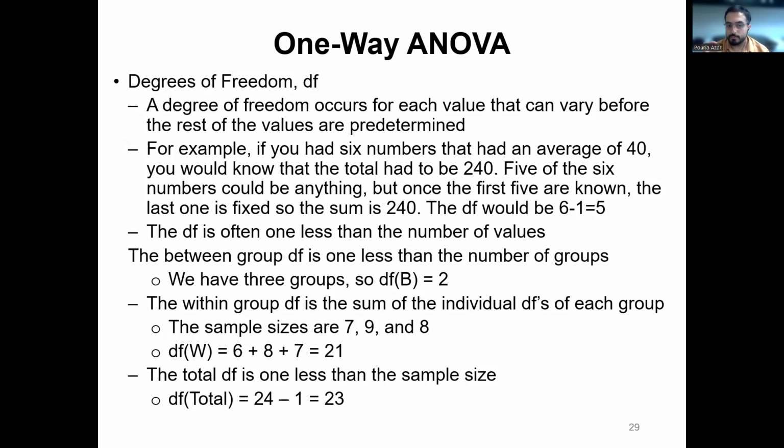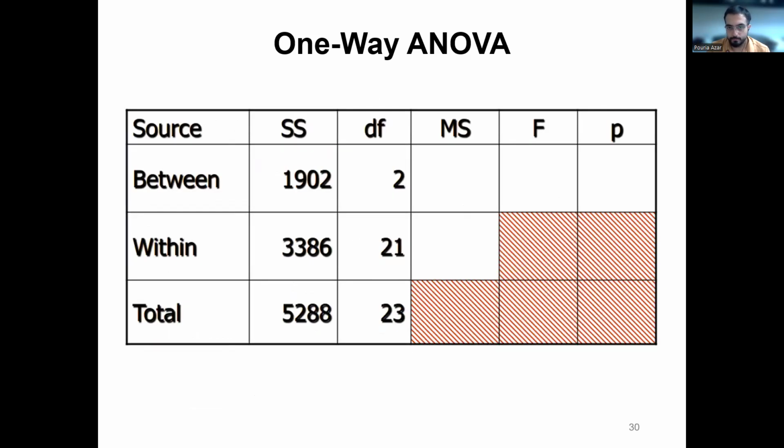The within group degree of freedom is the sum of the individuals' degrees of freedom of each group. Our sample sizes are 7, 9, and 8. So the degree of freedom for within is 7 minus 1, 6, plus 9 minus 1, 8, plus 8 minus 1, 7. So it will be 21. And the total degree of freedom is 1 less than the total sample size. Our total sample size is 24. 24 minus 1 is 23.